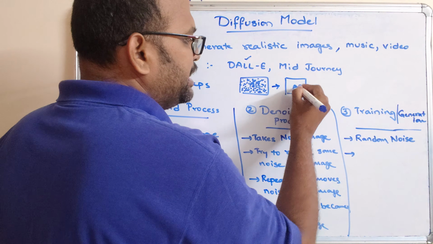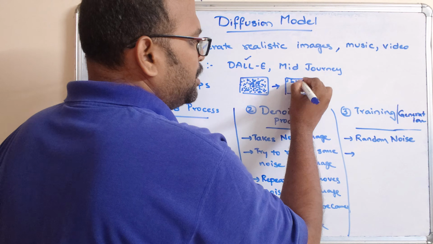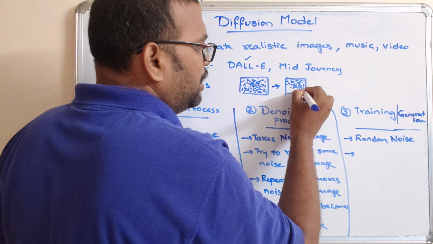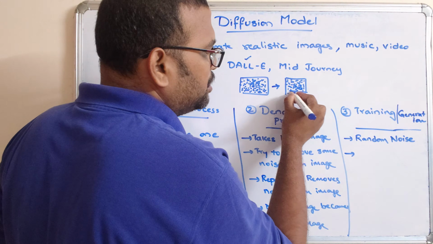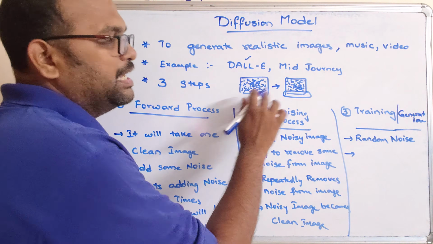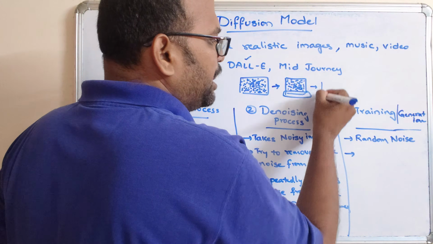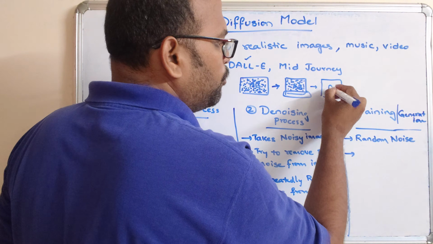Slowly it will start removing the noise. For example, in the next step, it will be in this way. So it removes some noise. This portion, it removes the noise. Afterwards it will be removing some other noise, some more noise.